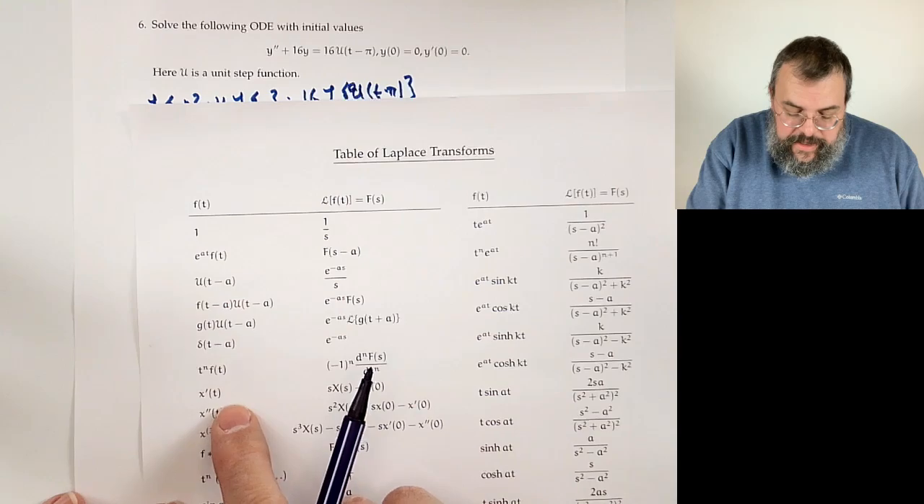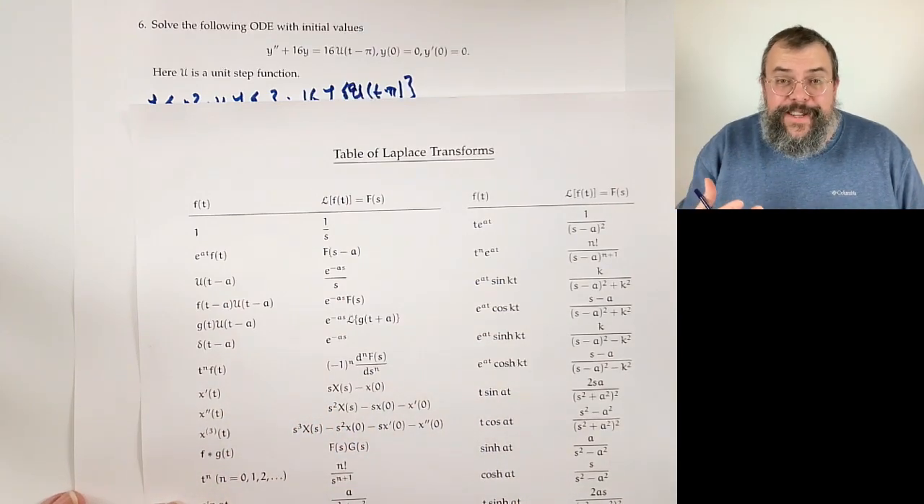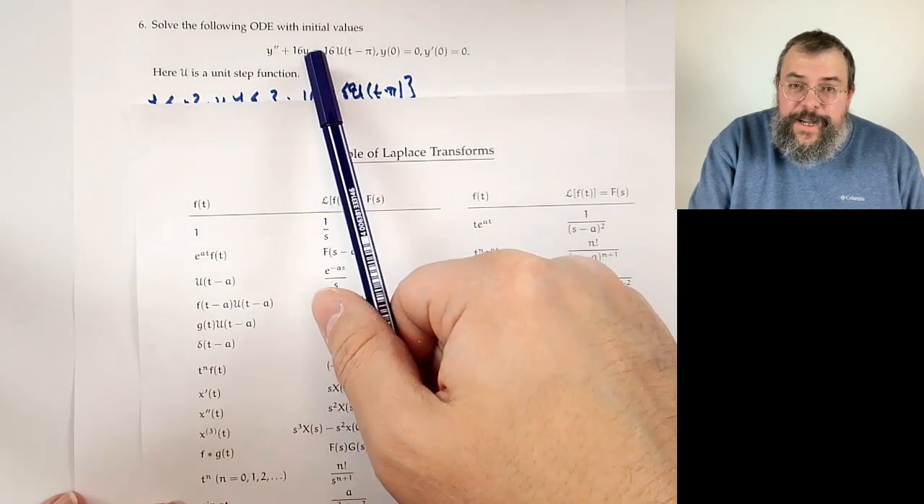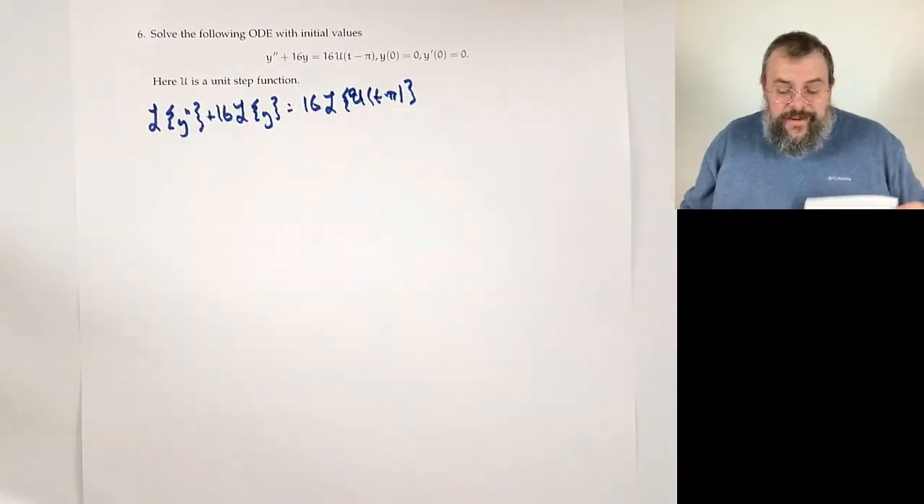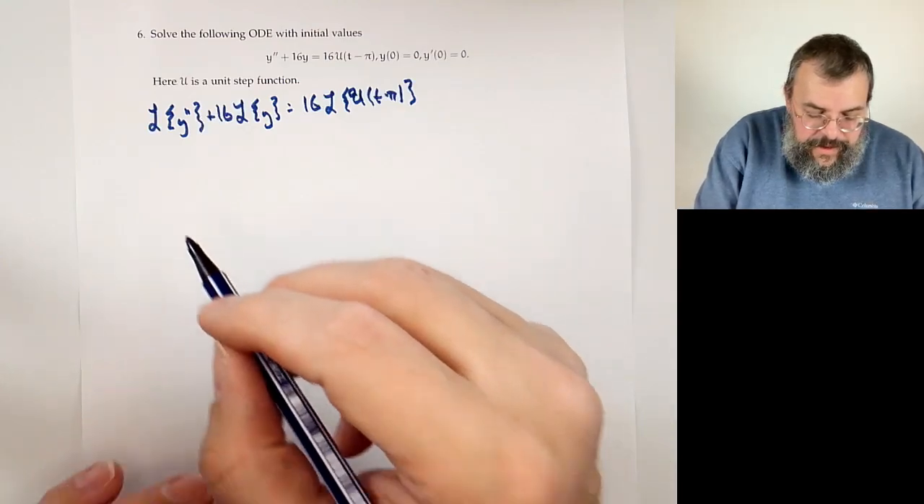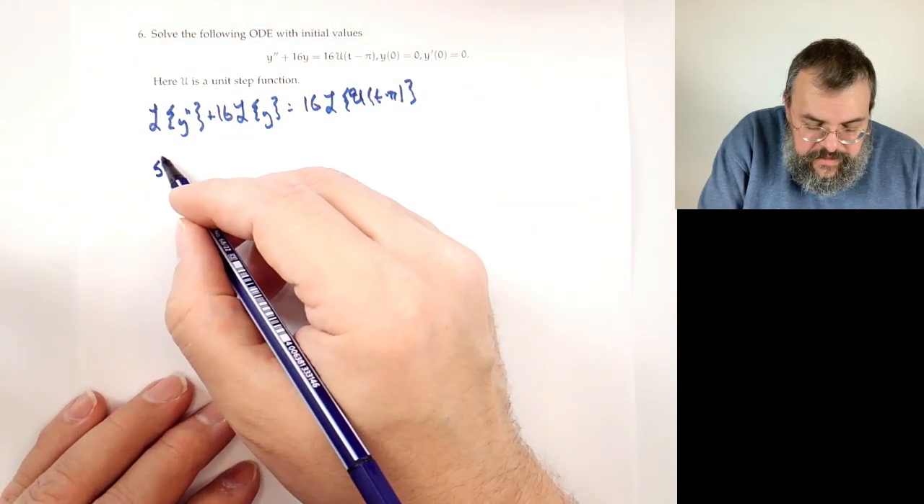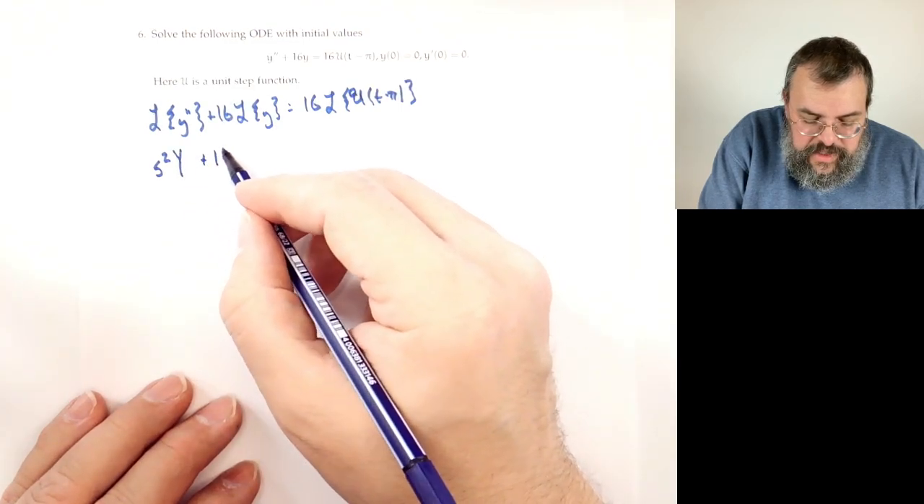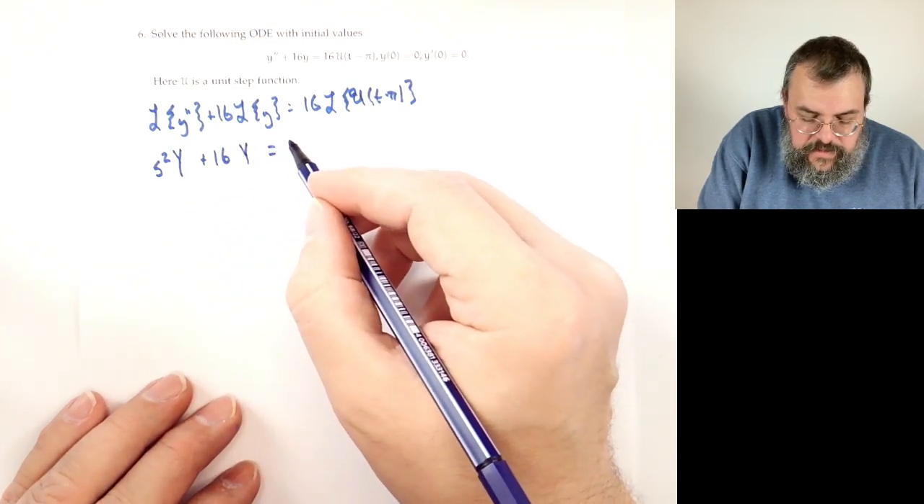You might say, okay, x prime. We don't need to worry about x prime. I saw this on several tests. This is not the y prime, it's just y. So what do we get? Well, we get the following. This is s squared y plus 16y equals 16.